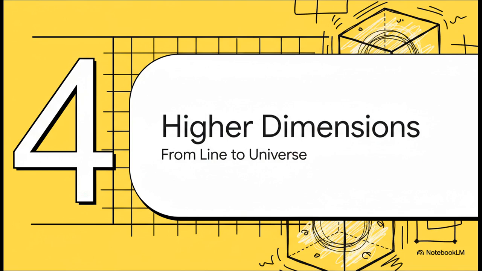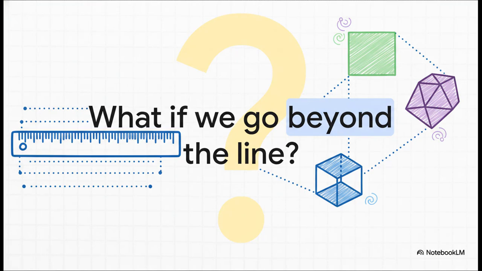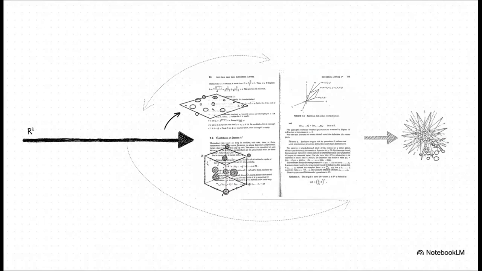But why stop there? Now, let's take this perfect building block and see what kind of universe we can build with it. What happens when we go beyond just a simple line? What if we use this perfect ruler of ours to start measuring things like area or volume, or maybe even dimensions that we can't even see? And here it is. Welcome to Euclidean n-space, or Rn.